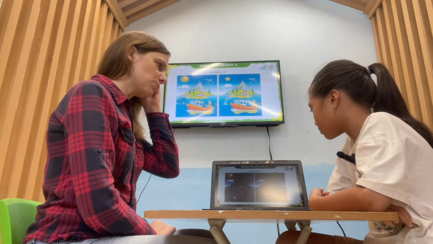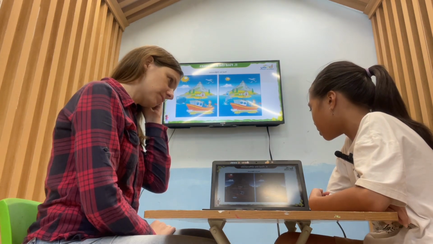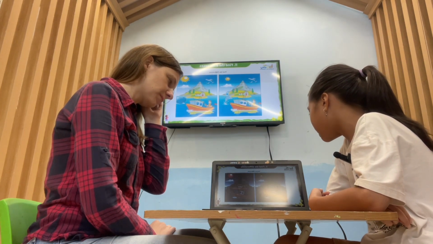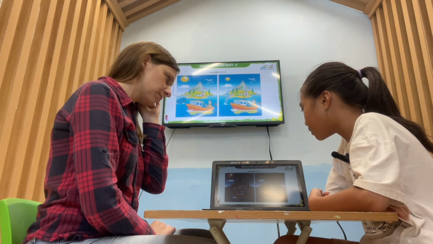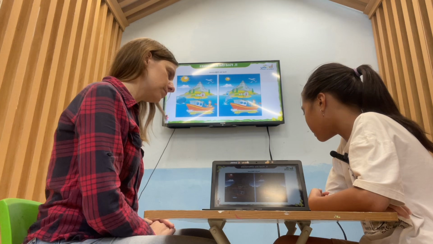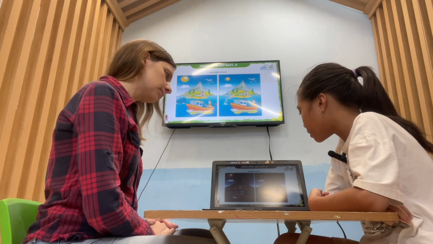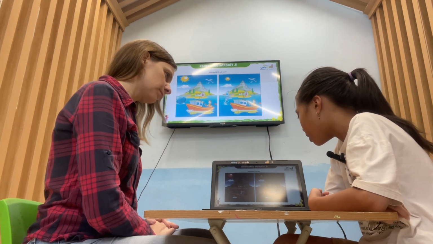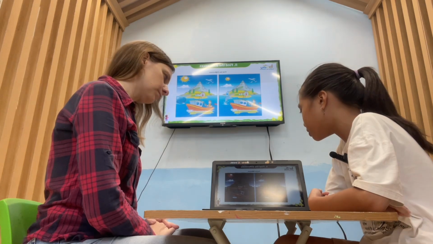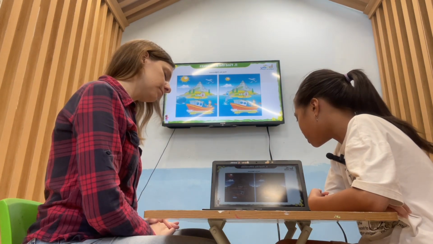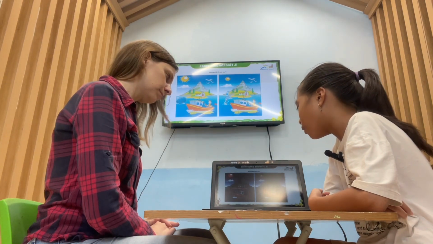Please find the differences between these two pictures. Picture one has a small sun. Picture two has a big sun. Picture one has three birds. Picture two has five birds. Picture one has a waterfall. Picture two does not have a waterfall. Picture one has a dolphin. Picture two has a whale.